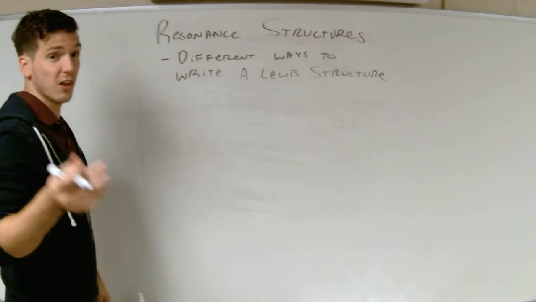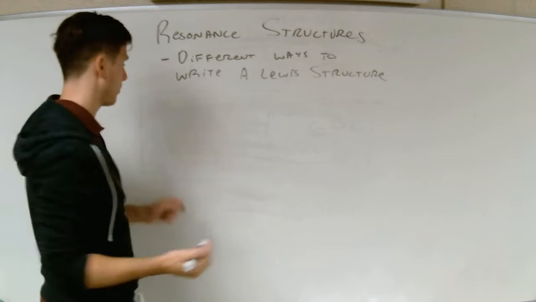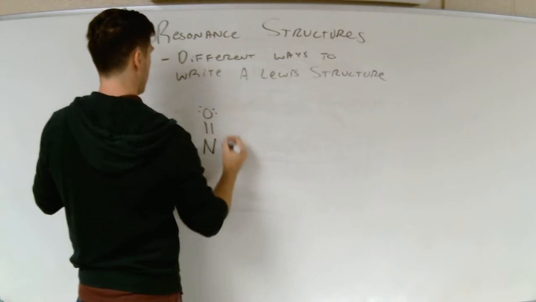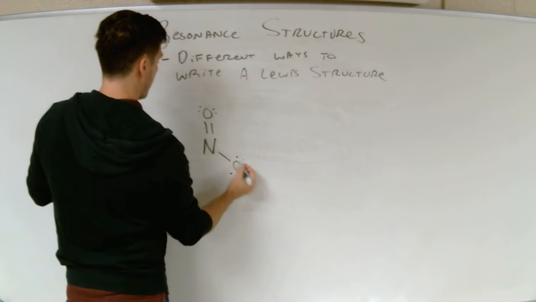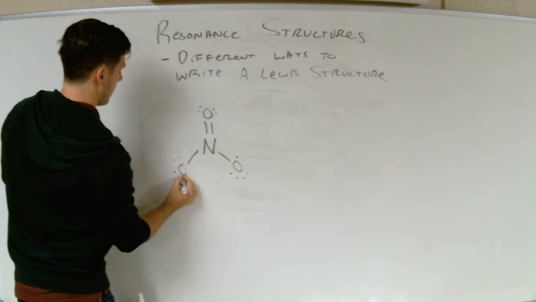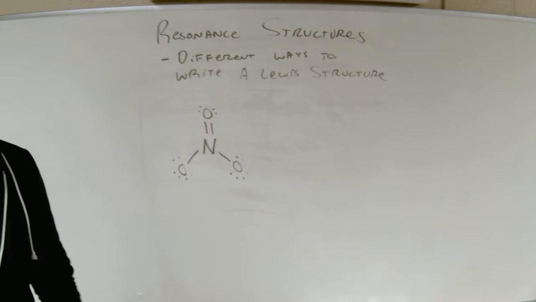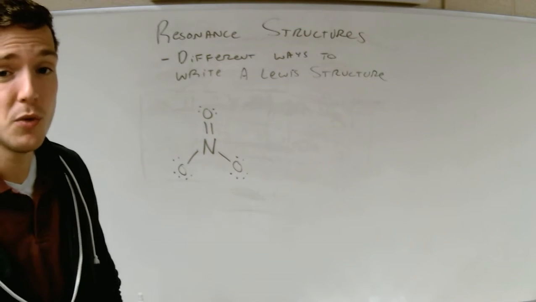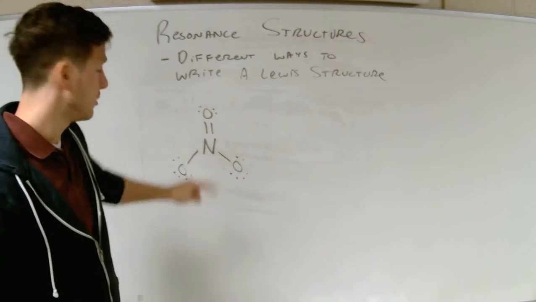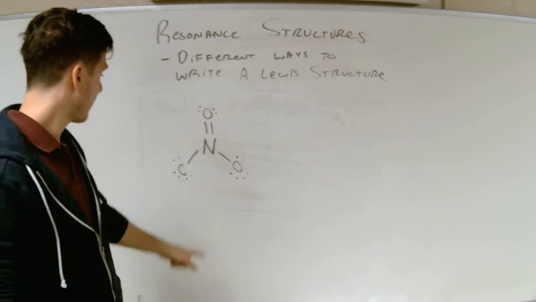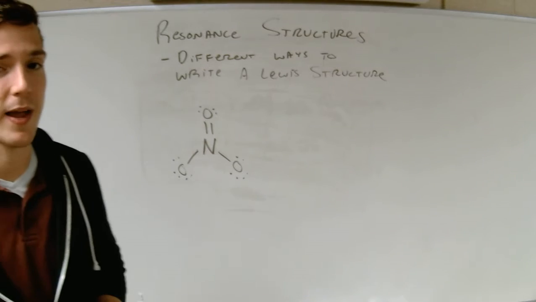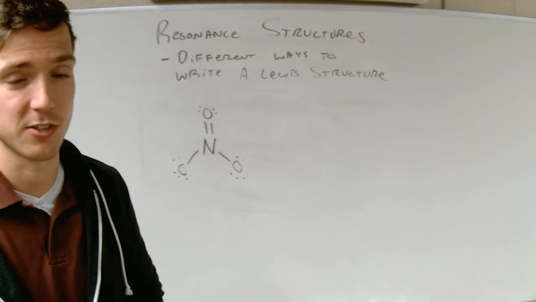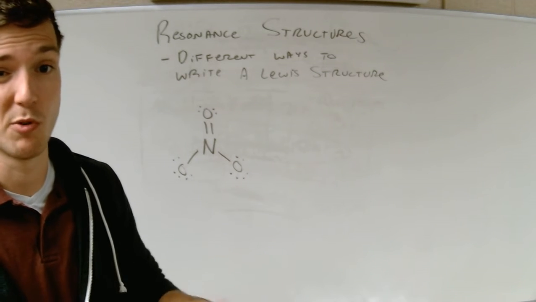So if we look at a Lewis structure, a real simple one like NO3, okay, this is the Lewis structure for NO3. And some of you might put the double bond here. Some of you might put the double bond down here. Some of you might put it over here. Those are all correct ways to write this Lewis structure, and those are called resonance structures. They're the same. They just move the double bond around.